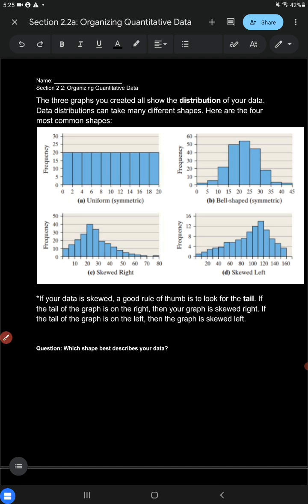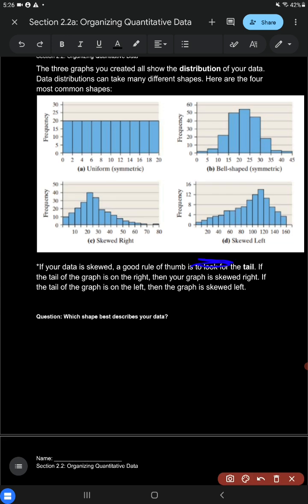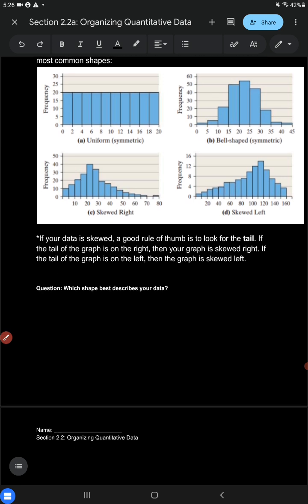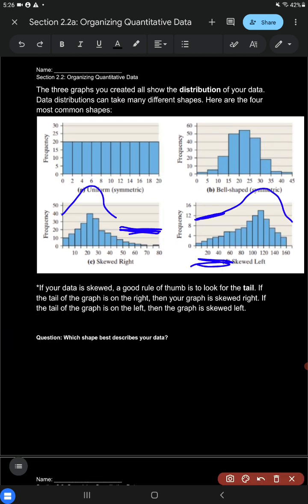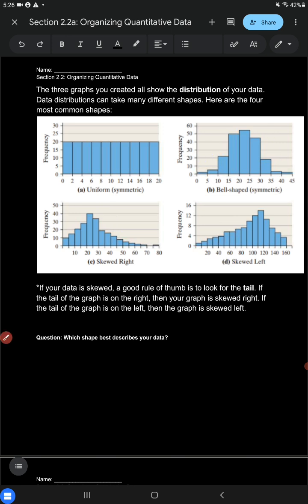So what you look for when you're deciding, is this graph skewed left or is it skewed right, is you look for where the tail is. So here's the bulk of the graph right here, right? Here's the tail. That tail is on the right side, so therefore that graph is skewed right. On this other graph, here's the bulk of the people in my graph. Here's the tail. The tail is on the left side, so that graph is skewed left. Okay? This graph right here appears to have roughly equal tails on each side, and everybody's clustered in the middle, so we could call that graph bell-shaped or symmetric.